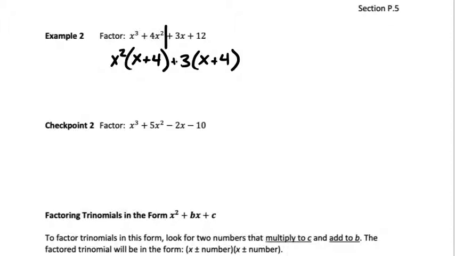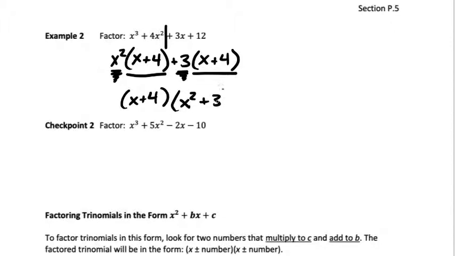So what should always happen here is that you should get the same thing when you factor the GCF out of the first pair and the second pair. You should get the same thing in parentheses. And so that's going to be one factor. And then these pieces in the front are going to make up the other factor. So my other factor here would be x squared plus 3.